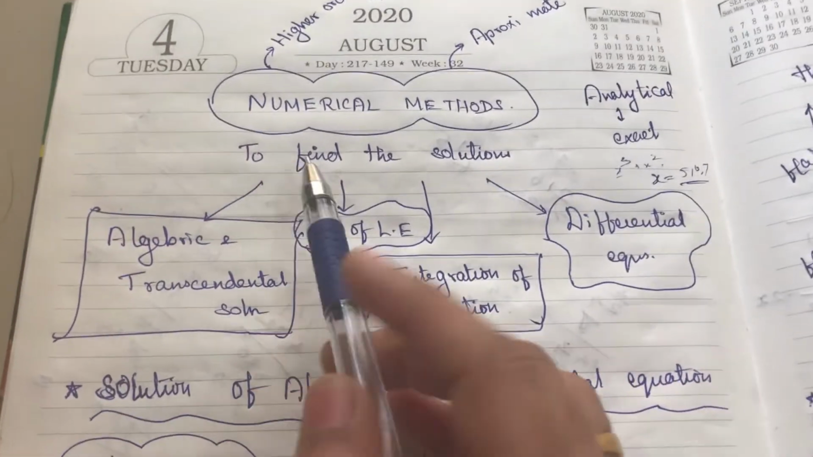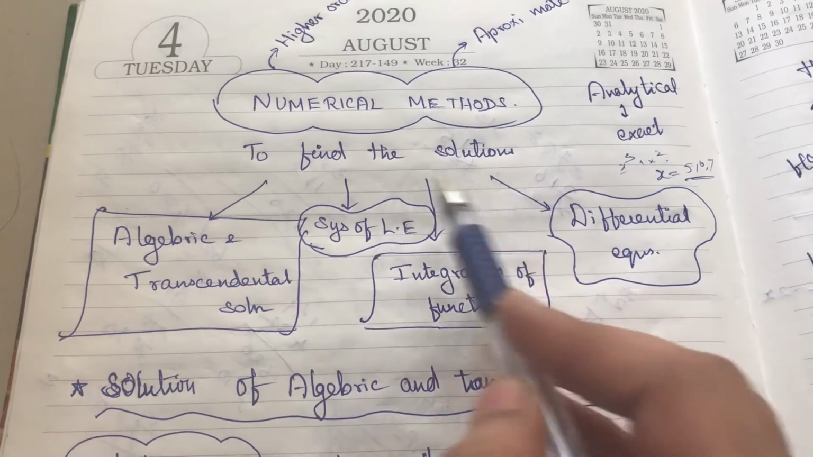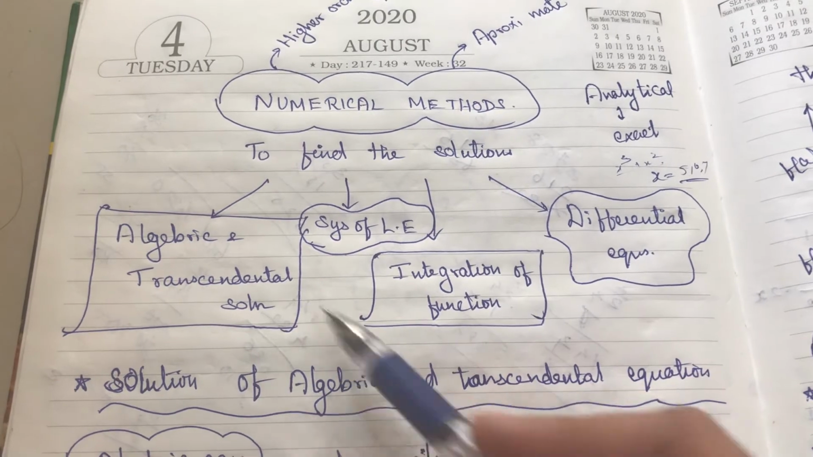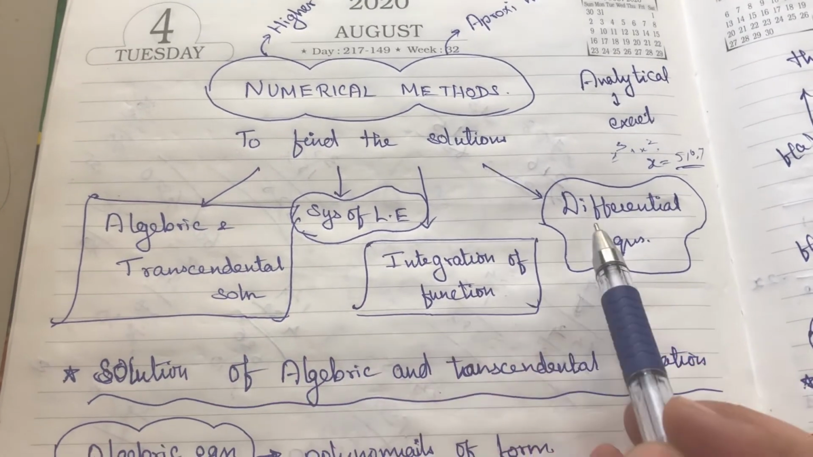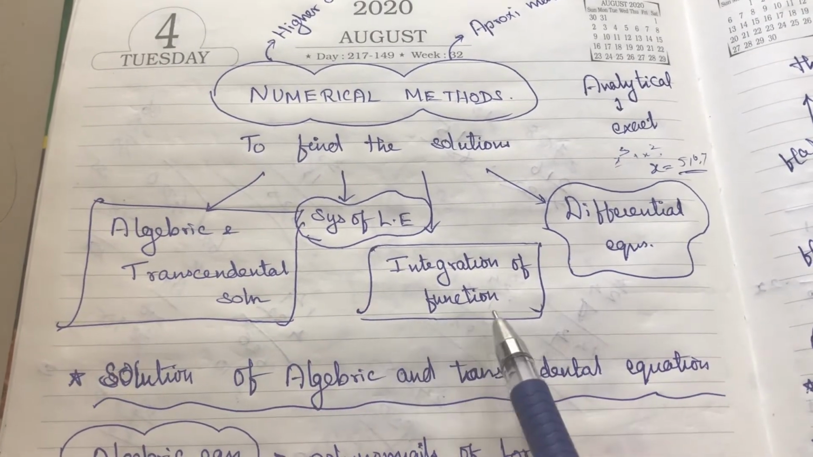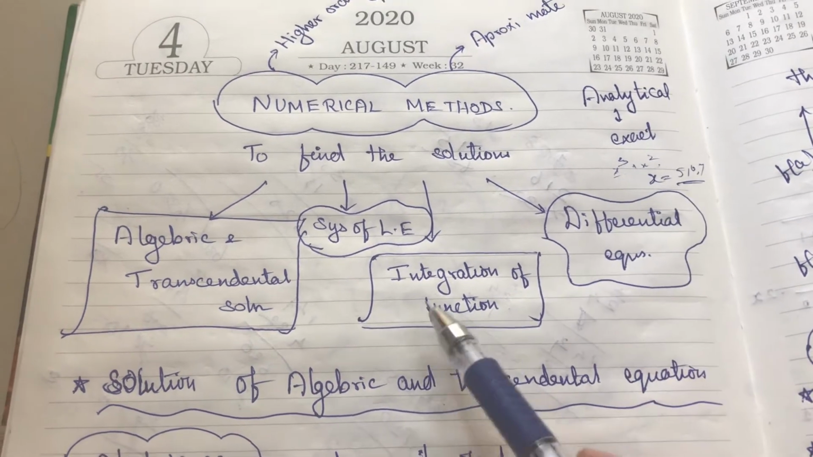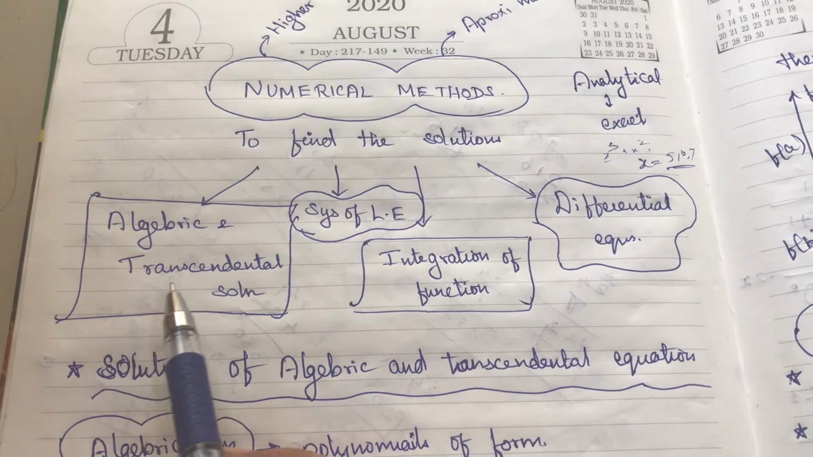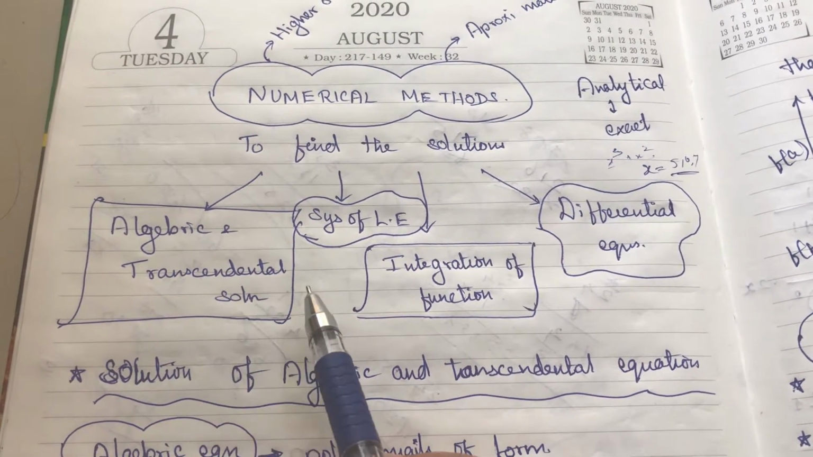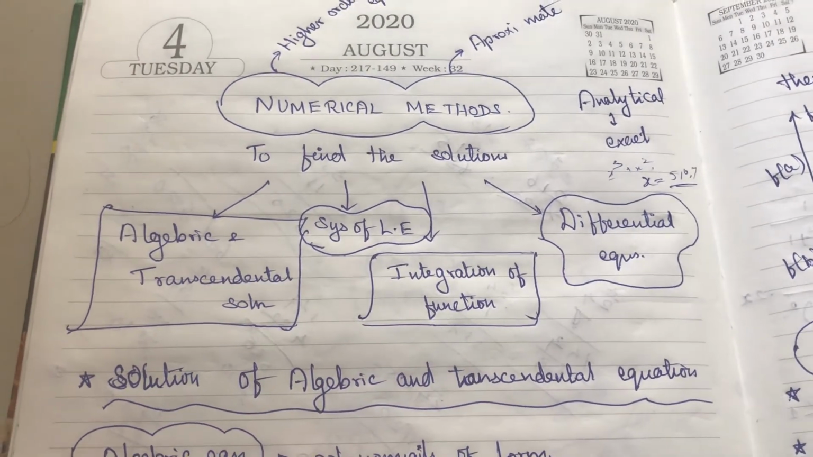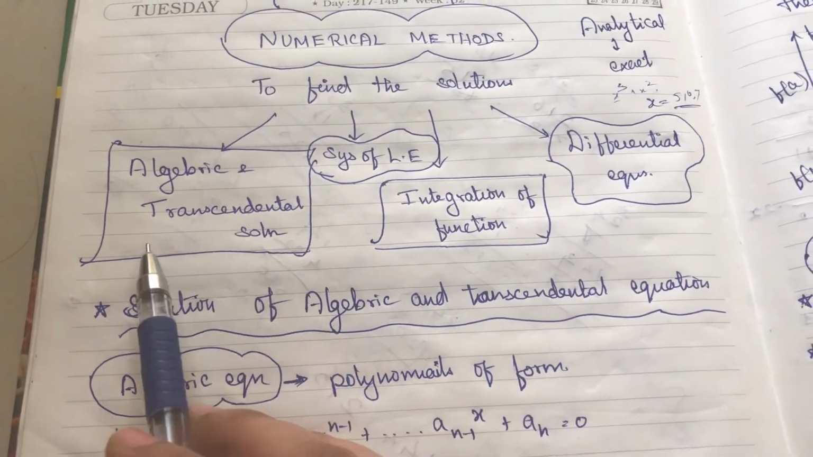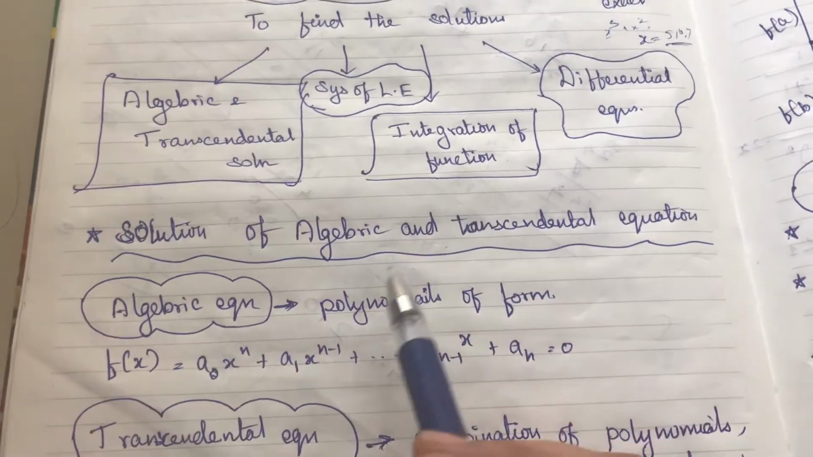So to find the solutions, there are 4 categories, like 4 methods: differential equation, integration of function, then system of linear equations, and algebraic and transcendental solution. Algebraic and transcendental solution.